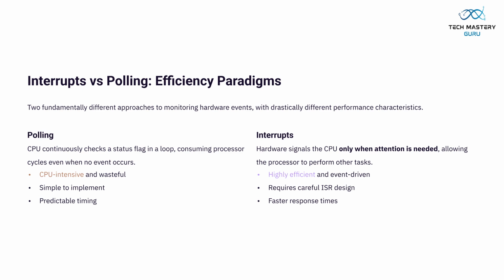Interrupts and polling represent two distinct approaches to monitoring hardware events. Polling continuously checks status, consuming CPU cycles. Interrupts, on the other hand, are event-driven, signaling the CPU only when needed, which is more efficient and provides faster response times.